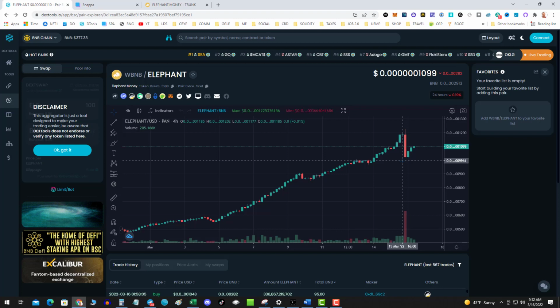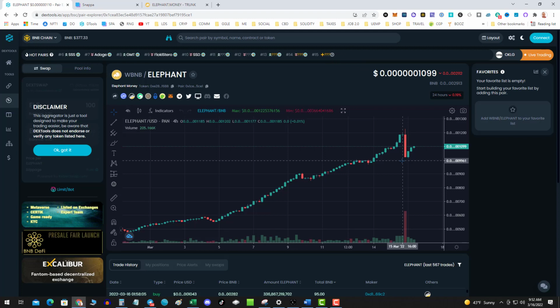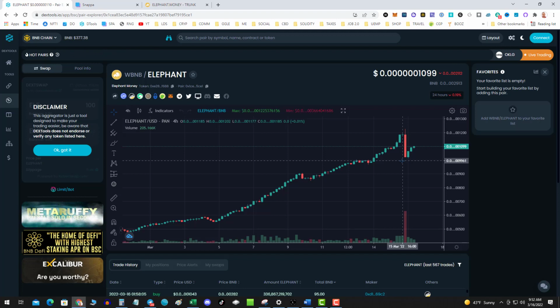So in the future, when you see these spikes, check to make sure it's not a rebalance before you freak out, because the graveyard is your friend, liquidity is your friend, and Elephant.Money, the herd always charges on.